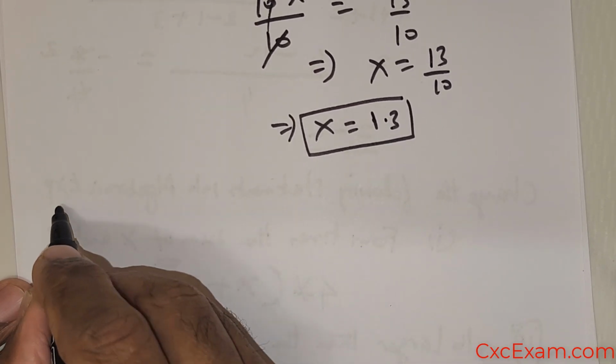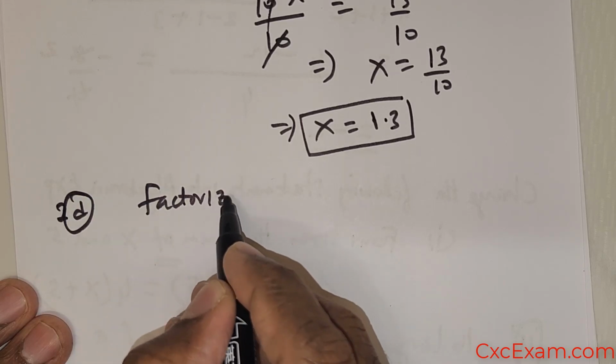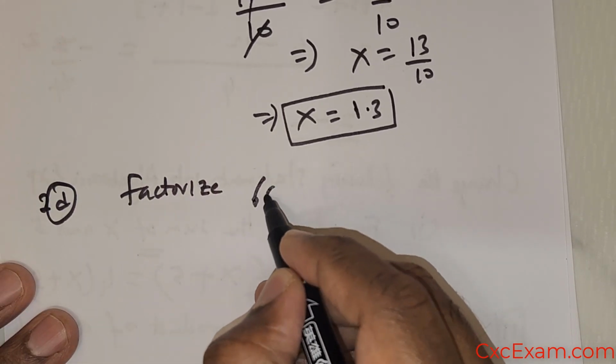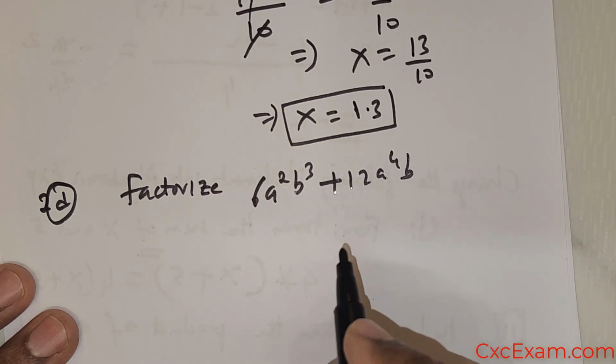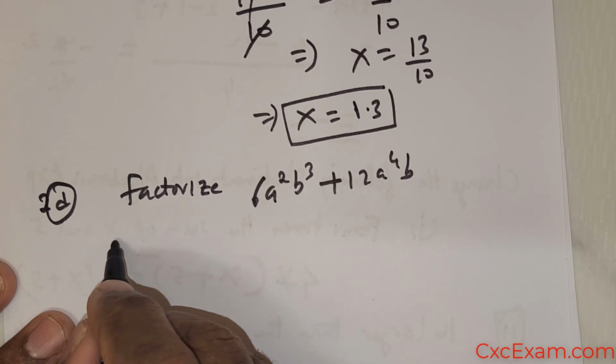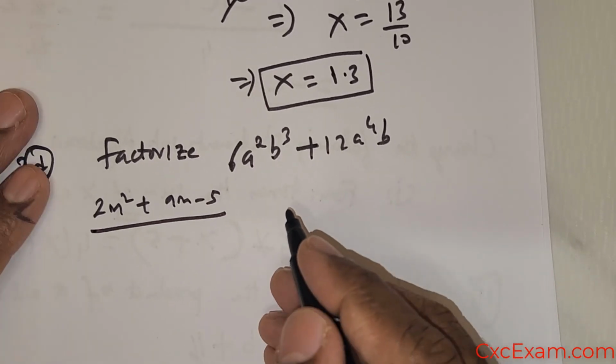We are asked to factorize. This is 2d. Factorize 6a squared b cubed positive 12a raised to the power of 4. And we got one more question: 2 times m squared positive 9m negative 5.